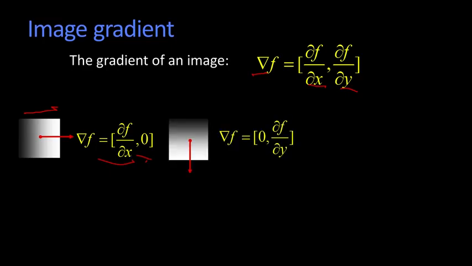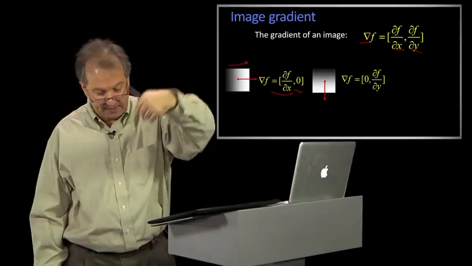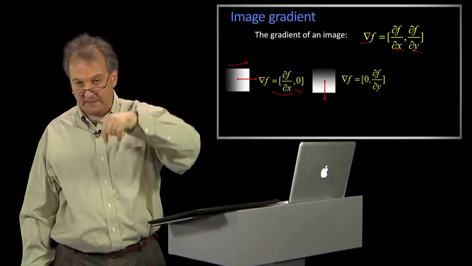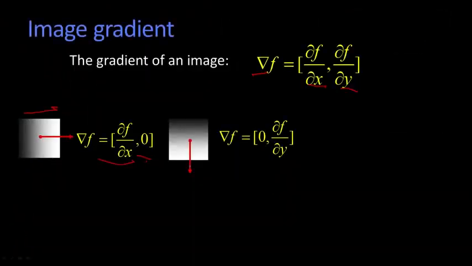Likewise, here's an image that only changes in the y direction. In this case, I was drawing the arrow this way. We can either think of y as going more positive as you go down, as we talked about, or you can just say that this is the direction of the gradient in the sense that in this direction it's getting brighter. So in this image, my gradient would be 0 for the partial of f with respect to x, but I would have the partial of f with respect to y.